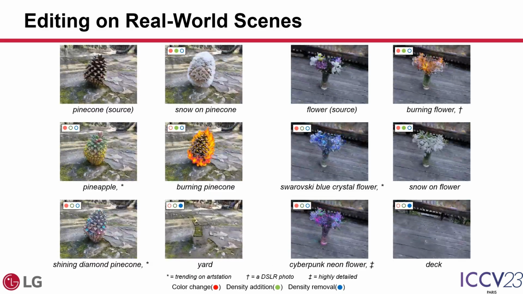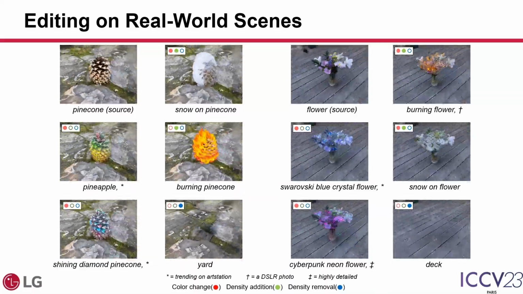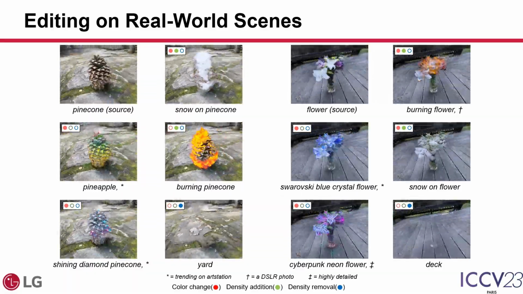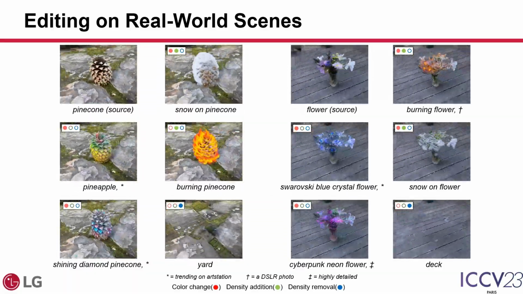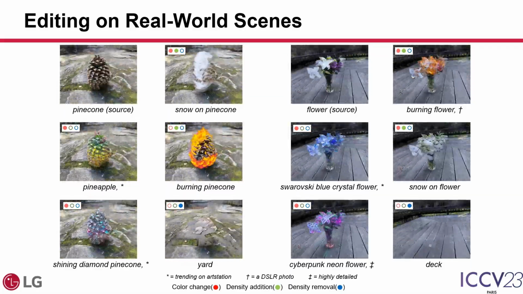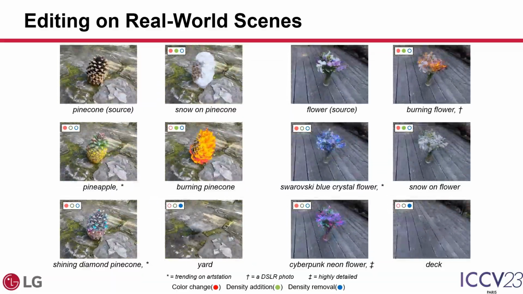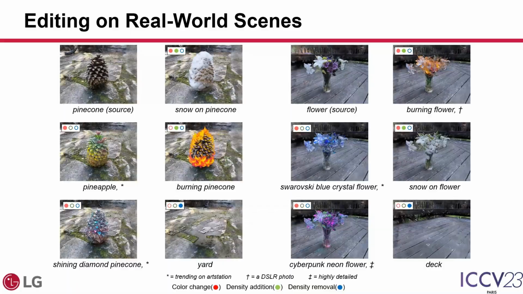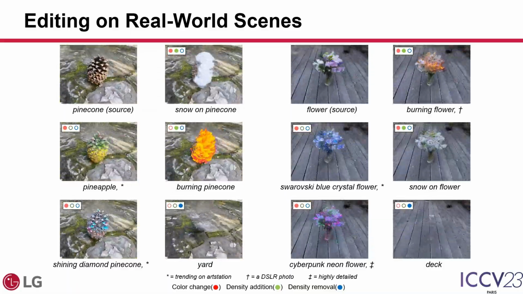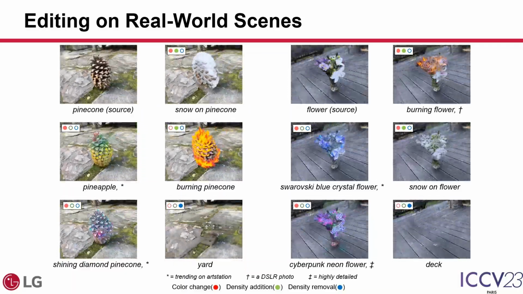Now we show examples of localized object editing on real-world scenes. We can edit the source objects such as pinecone and flower, using Blending-NeRF for various target texts. For example, we naturally turned a pinecone into a pineapple or burned it vividly. Also, we can edit the flower into the beautiful Swarovski blue crystal flower or put some snow onto the flowers. Moreover, we are able to remove the pinecone or flower entirely from the scenes using the density removal operation.